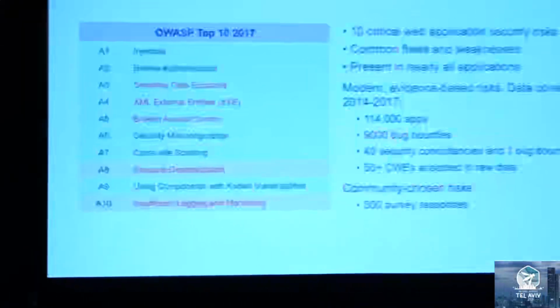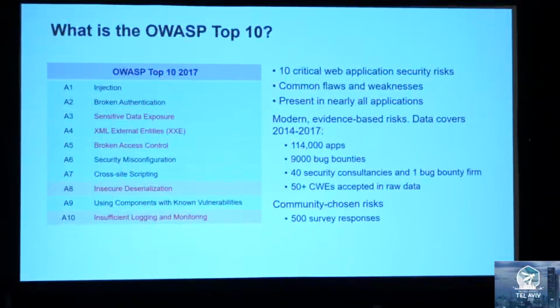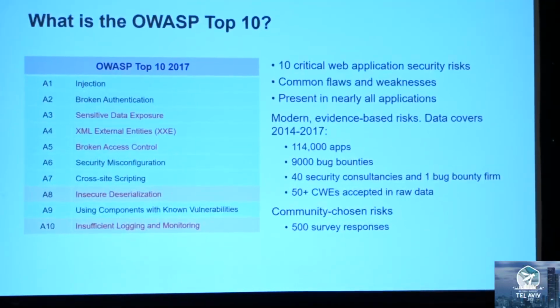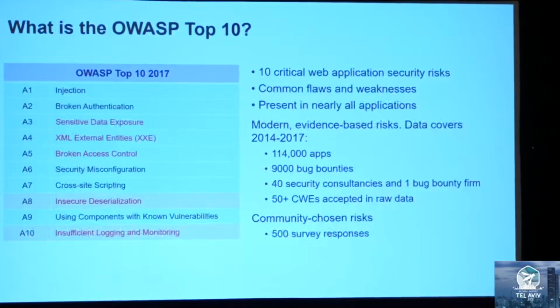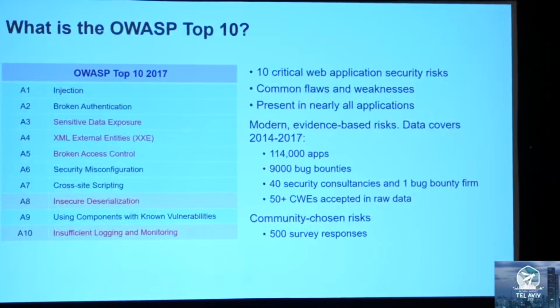So what is the OWASP Top 10? Most of you know what it is, but the OWASP Top 10 is a powerful awareness document for web application security. It represents a broad consensus about what the most critical web application flaws are that exist in web applications. The reason why there are multiple colors is because the items in green are data-driven, the items in orange are community-chosen, and the items in red are either substantially new or changed since the OWASP 2013 version.